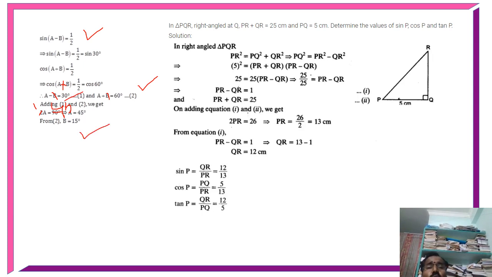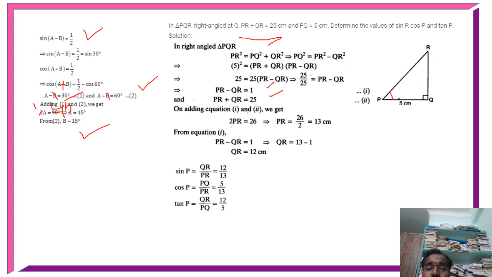And in a similar manner, one more question is given. In triangle PQR, right angle at Q, and PQ is 5 centimeters. Determine the value of sin P, cos P, tan P, when PR plus QR is 25 centimeters. From this we can write, by applying the Pythagoras theorem, PR square equals PQ square plus QR square. Another method is also applicable: PQ equals 25 minus QR, we can take directly. PR square equals 25 minus, if you substitute in place of PR, we get the value whatever we needed.